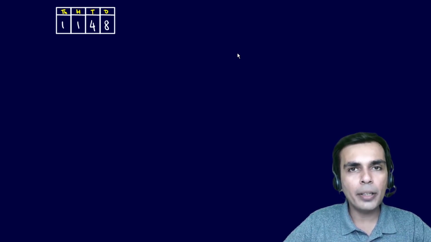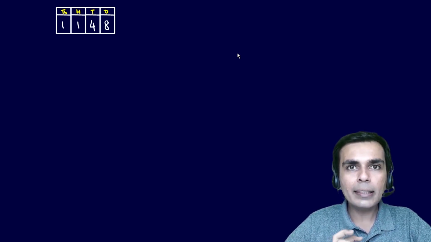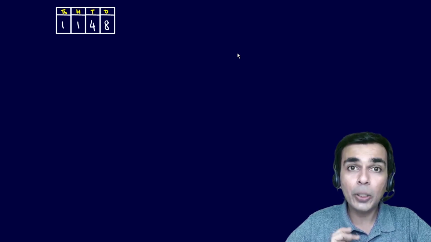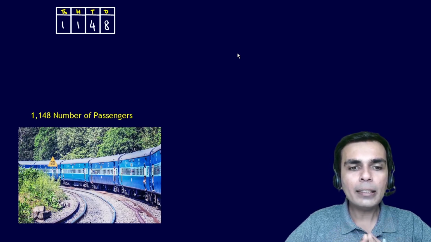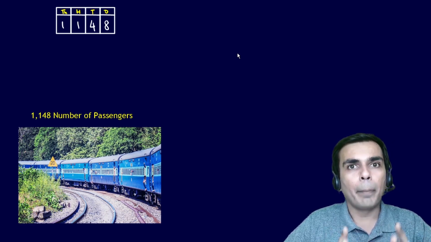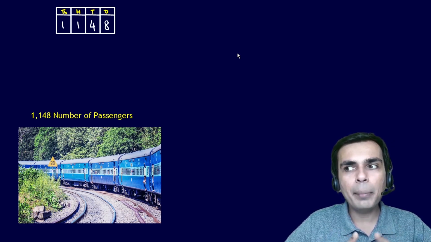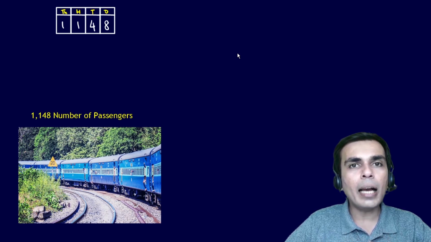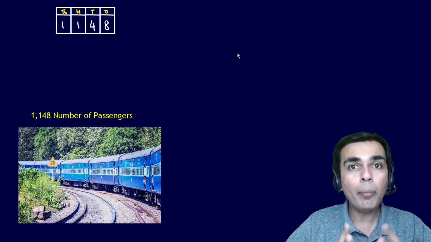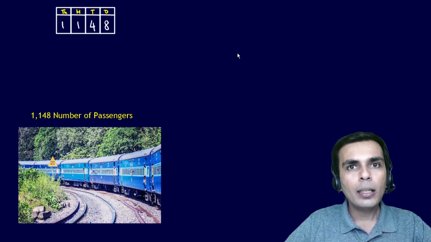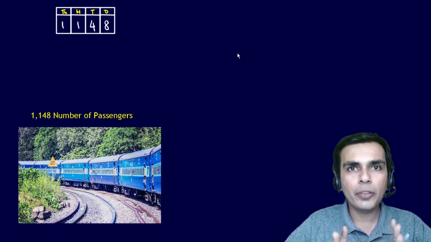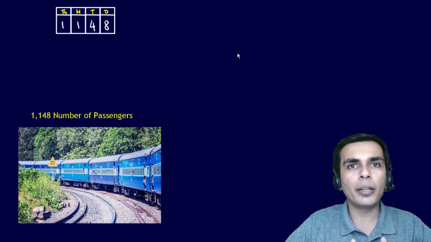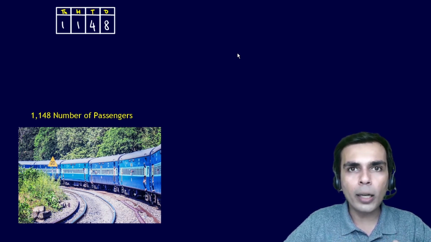It's 1148. Now let's take a situation where we need to use this number and where we can use an estimate. Let's say the number of passengers in a passenger train is 1148. If somebody wants an idea of the number of people in a train, he might be thinking 500, 600, 800. If somebody asks you around how many passengers a train carries, then even if you know these many passengers a train can carry, you don't need to say 1148. Your friend doesn't even want the exact number.